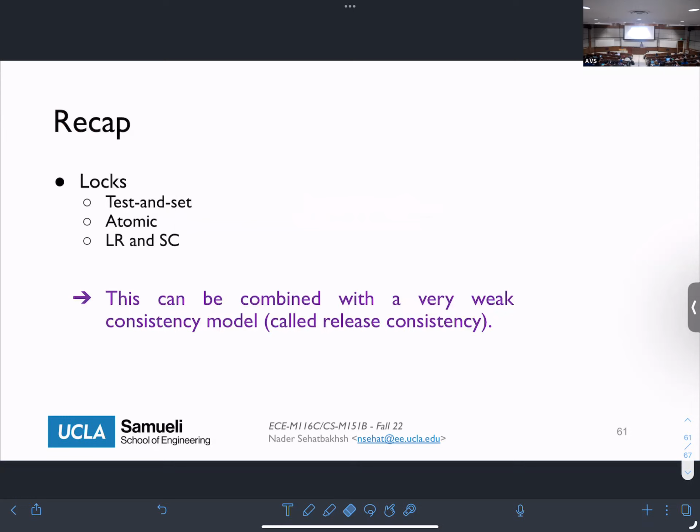So to recap, one of the ways to make sure that things are exclusive is using locks, okay? And in order to implement locks, you need a function called acquire, and you need a function called release. Acquire basically says that I need to read some part of the memory which we call lock. And we need to keep reading that until the lock becomes 0.